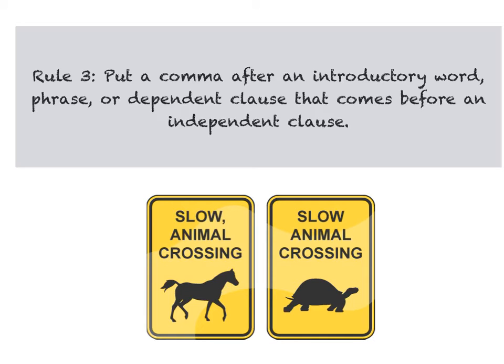Whereas in the next sign over to the right, you have the situation where "slow animal crossing" implies that there is a slow animal that is crossing the street. It is not a directive for the person reading the sign, but rather it is actually just communicating what type of animal is crossing. So "slow" in that instance is actually describing the animal. So let's practice a little bit more with rule number 3.